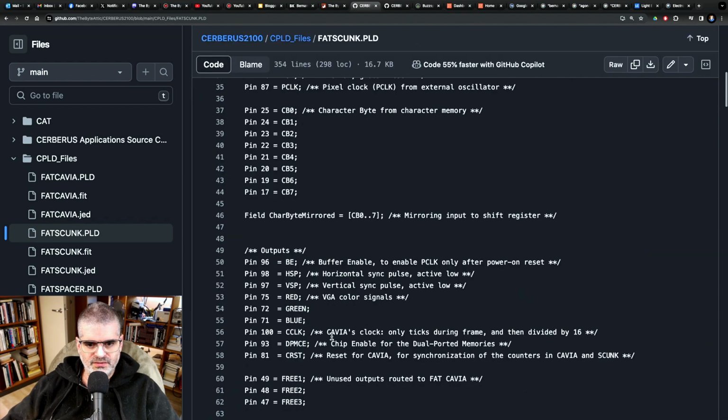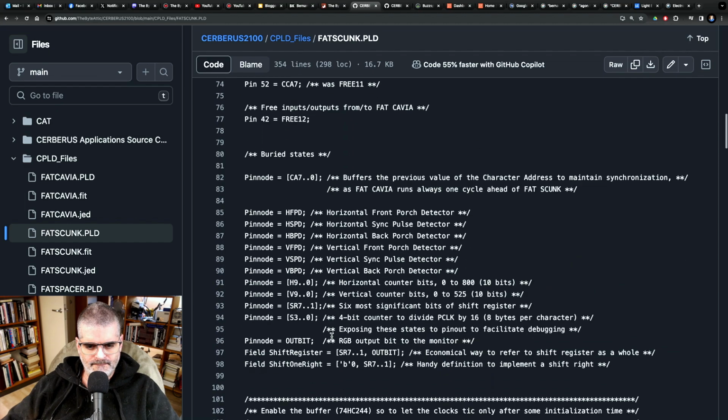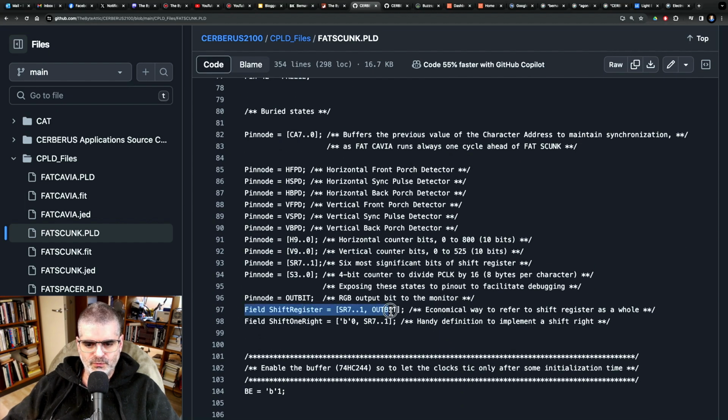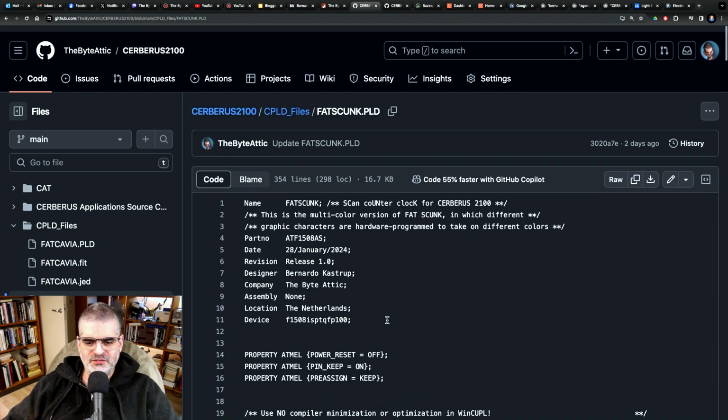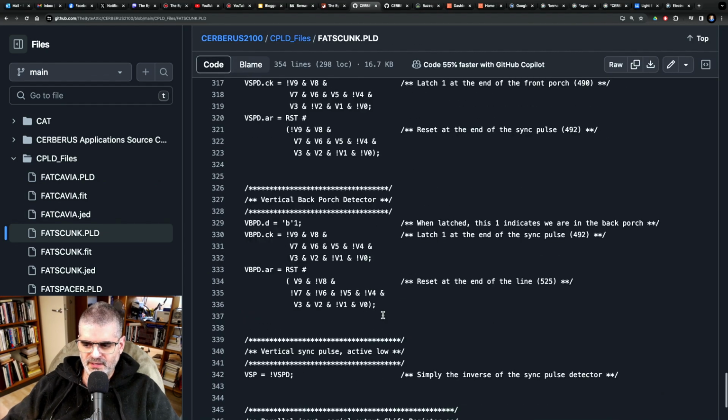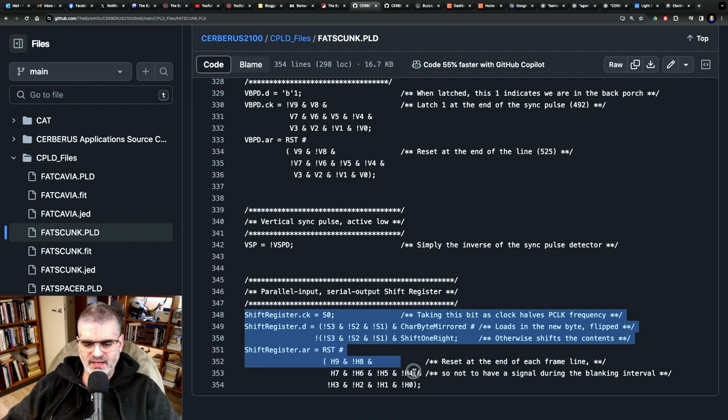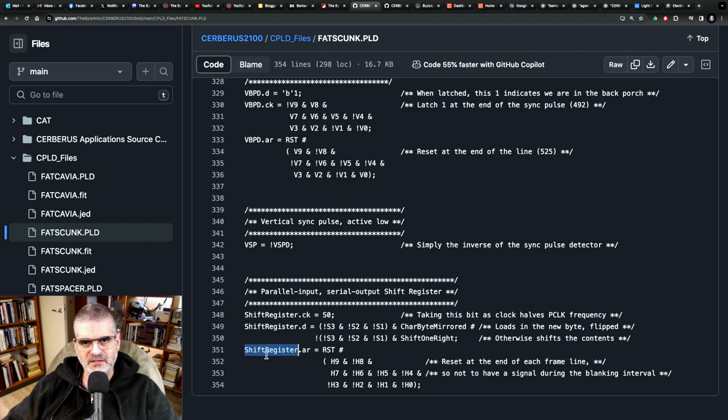Let's see, where is it? Here. Field shift register is this. So the least significant bit is the out bit. That's why, if we go back to the bottom, the out bit is actually defined here, even though you see no mention of the out bit here, because it's already entailed by this field definition. So the clock to the shift register, dot clock, this will go to all 8 flip-flops, is S0, which is the least significant bit of the internal counter.